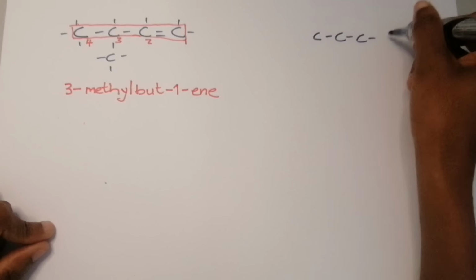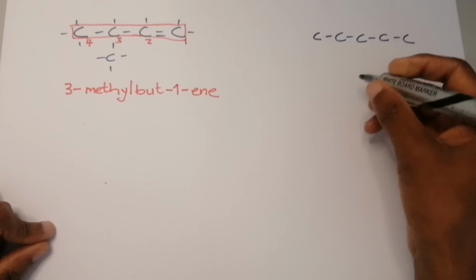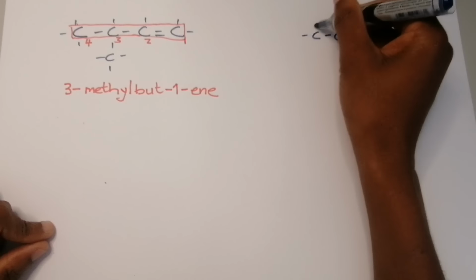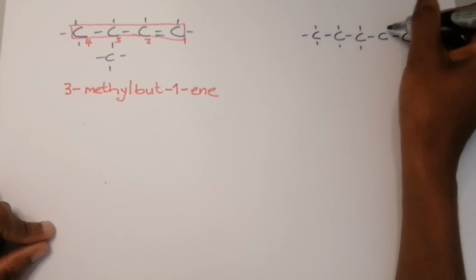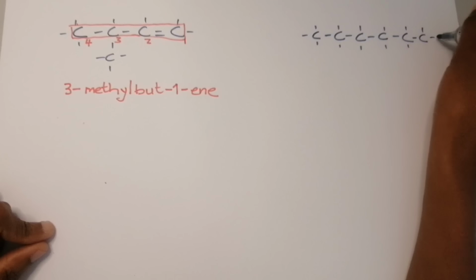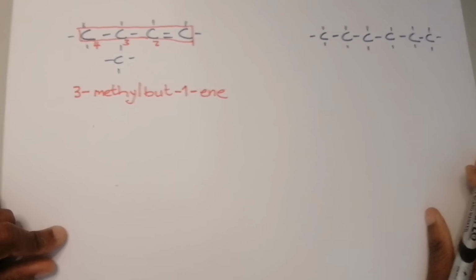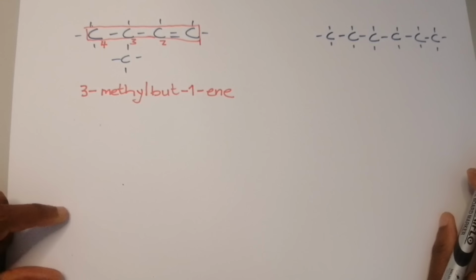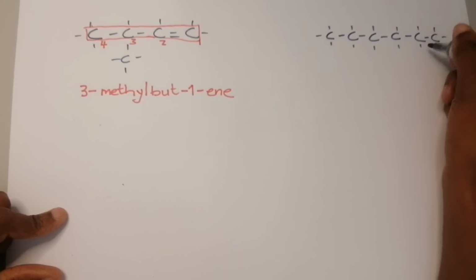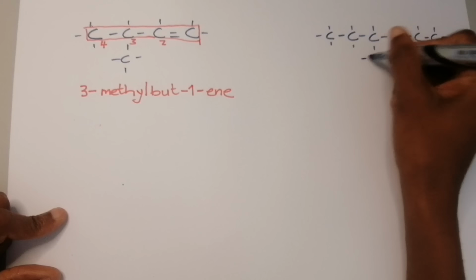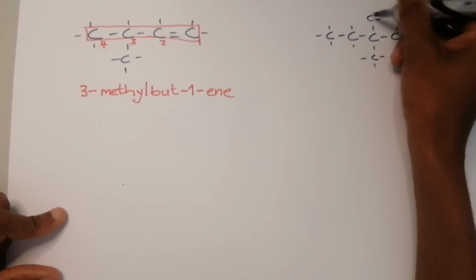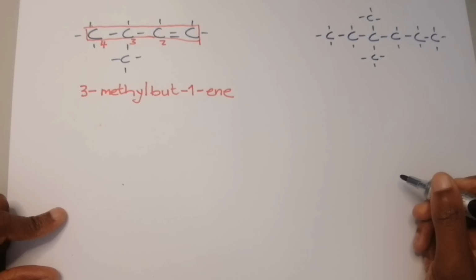Okay, let's try something a little bit different. We did say we are making sure we're making progress one step at a time. So suppose we've got something like this. And I've got a methyl group there. Say I've got another methyl group there.